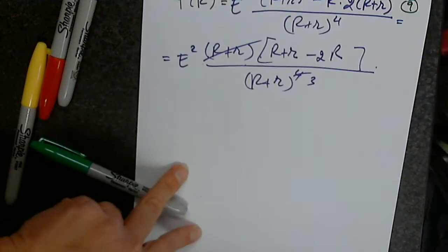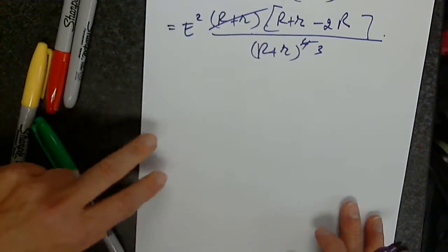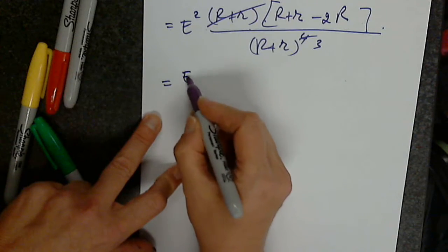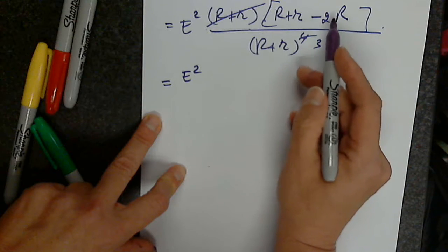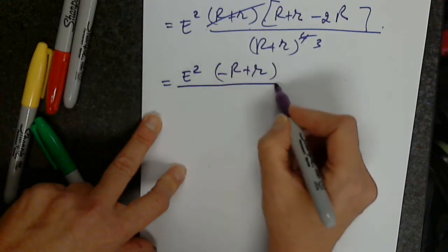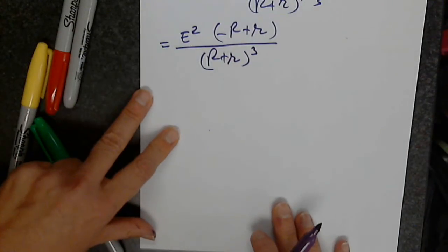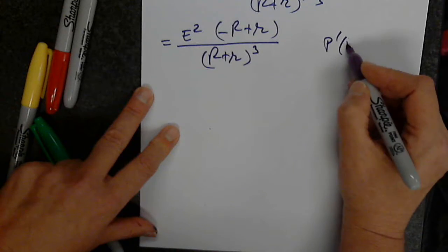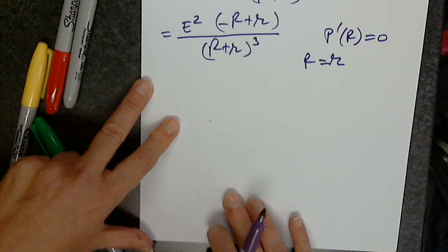Any questions so far? Is this okay? Okay. So then I have E squared, R minus 2r is equal to negative R, so negative R plus r, divided by R plus r to the 3rd power. When I set P prime of R equal to 0, I get that R equals little r.